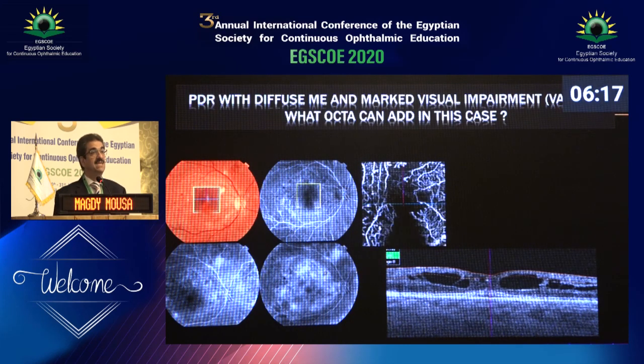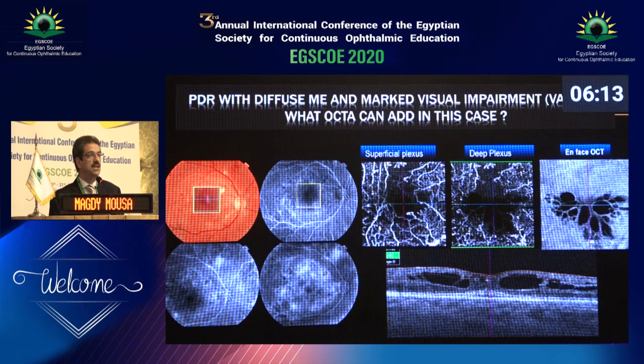Like this case, we have ischemia in the center at the level of the superficial and deep plexus, and we can differentiate the ischemia from the cyst by the en face OCT.